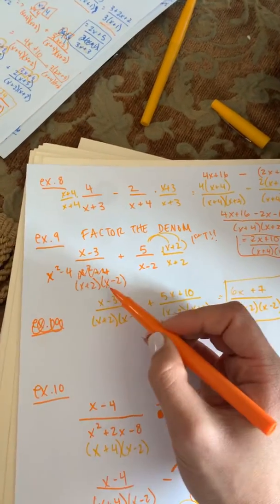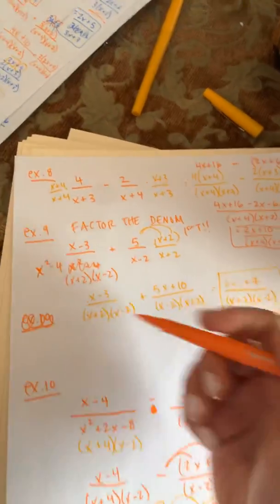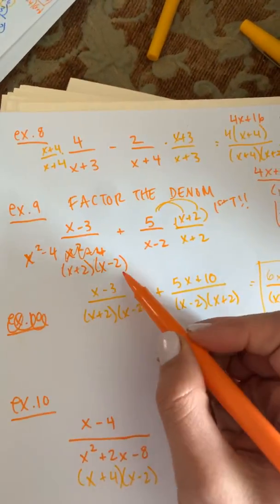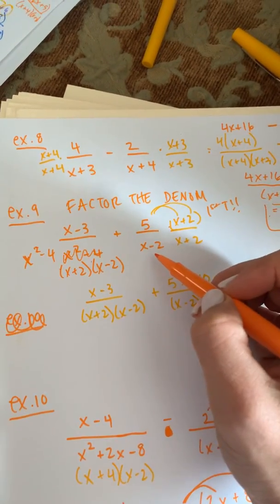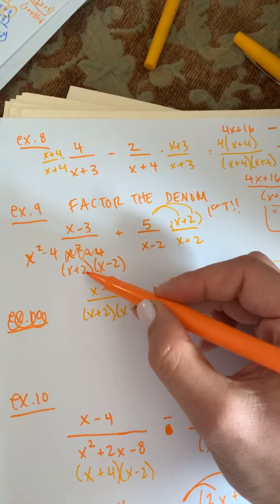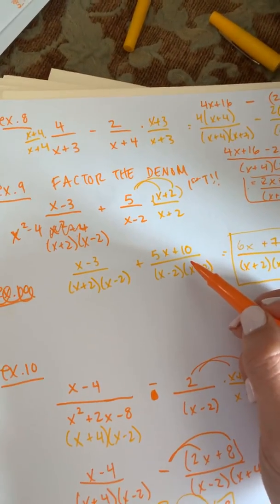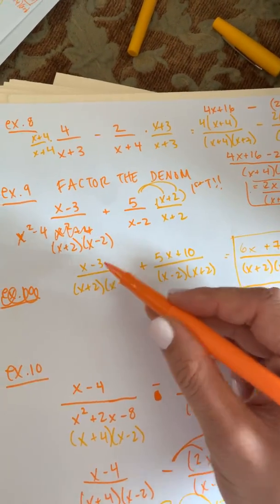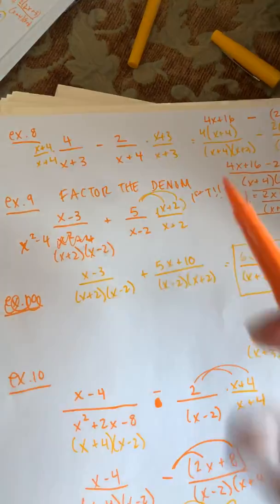I factored it into this, and I ended up scribbling it out because I just wanted to say, hey, look, this is what it goes to. Now this side has x plus 2, x minus 2. This side just had the x minus 2. So I had to give him in yellow the x plus 2 that they were missing. So x plus 2 over x plus 2, FOIL it out. Now we have x minus 3, that old guy, plus the new numerator, all over the common denominator.